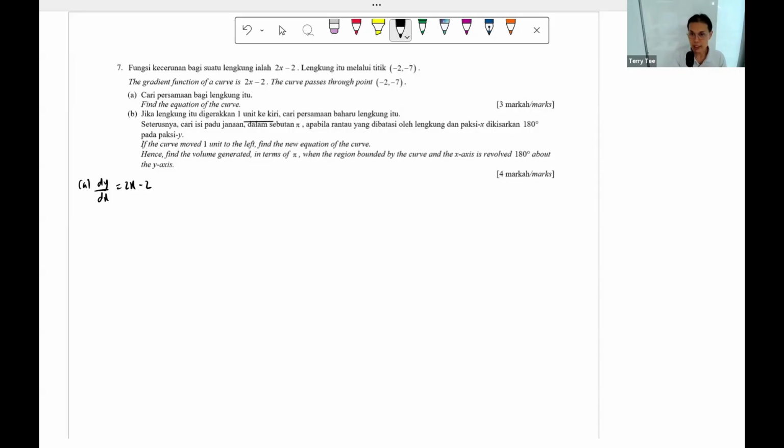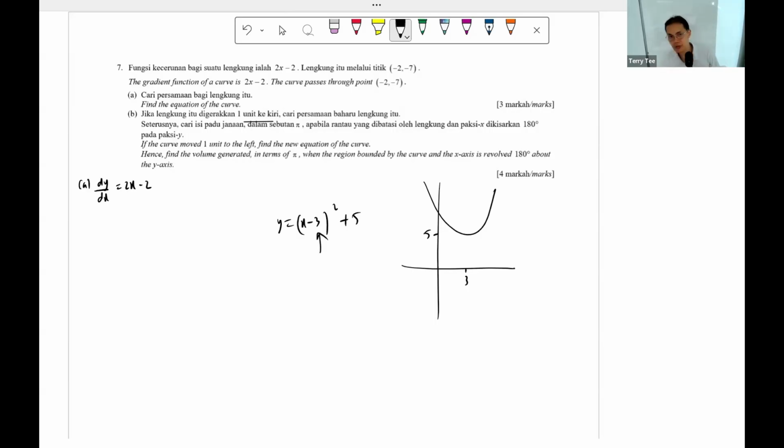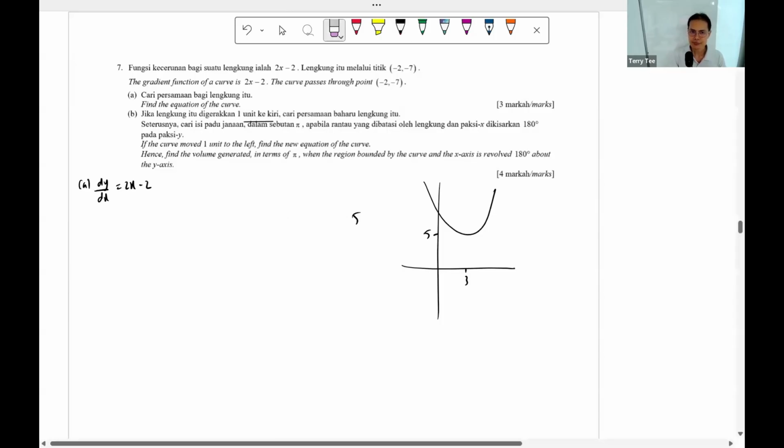Vertex form. Do you know that? For example, this is a graph. Maybe y equals (x minus 3) squared plus 5. This is 3, 5: 3 to the right, 5 up. You shift to the right, shift to the left, you change your axis of symmetry. So I'm doing this with the end in mind, because I prefer this when I want to find my equation of the curve, right?